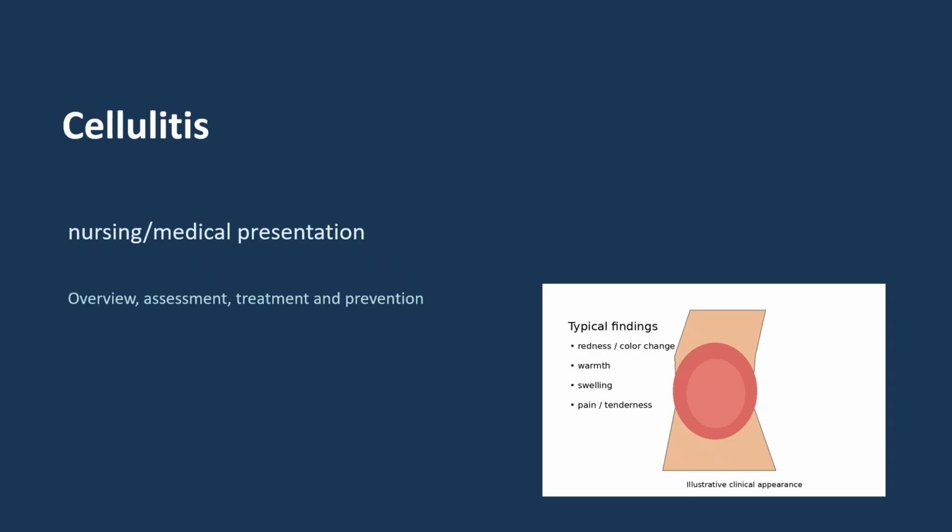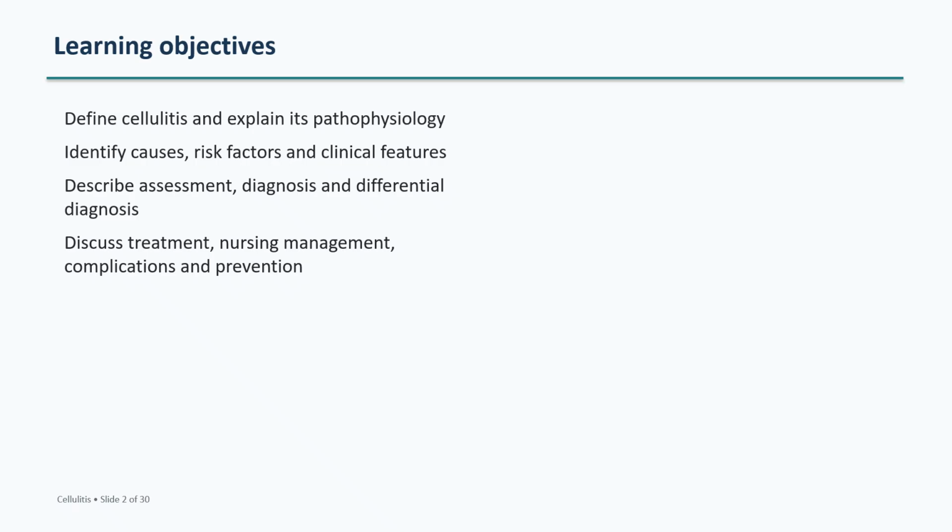So let's begin. What will be the learning objectives of this topic? In this topic, we will define what cellulitis is. We will understand how its pathophysiology works, and we will explain that. We will identify the causing factors and the risk factors which may lead to the disease. We will understand what clinical features we will see in patients who have the disease.